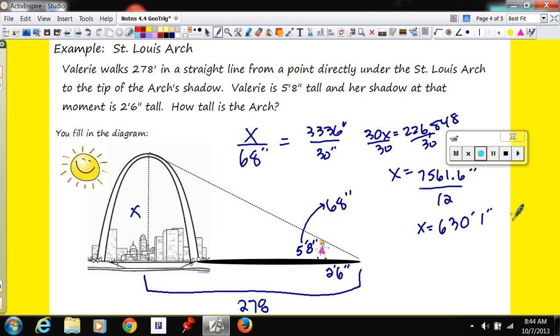So using indirect measurement is when you're not directly measuring something, but you are using similar triangles to do so. So hopefully the similar triangles make sense, that you can match things up. When triangles are similar, the sides have to be proportional.